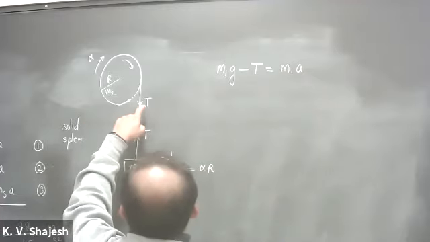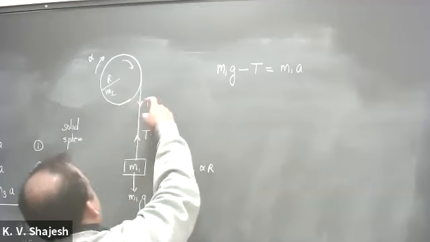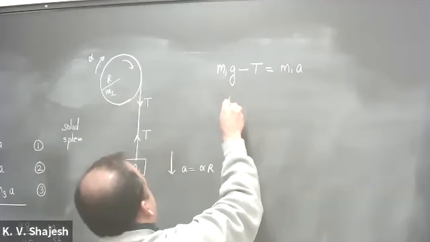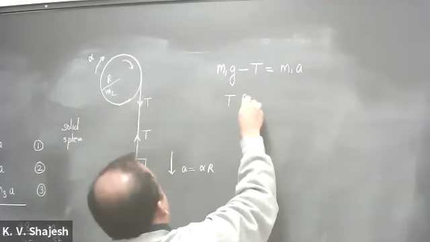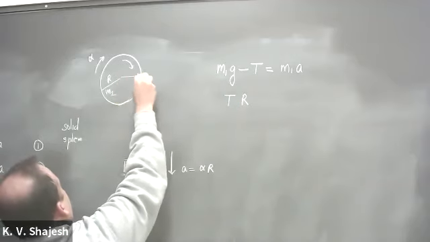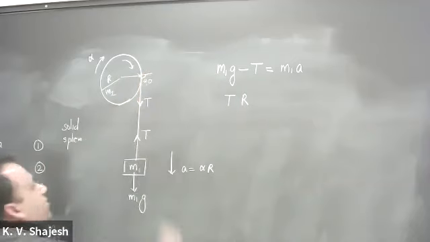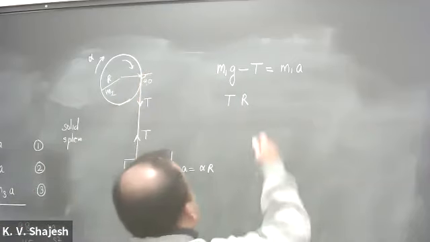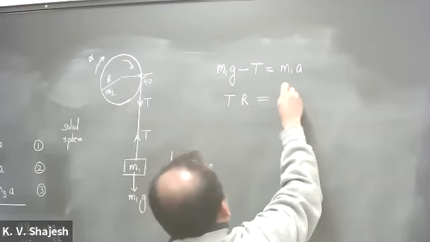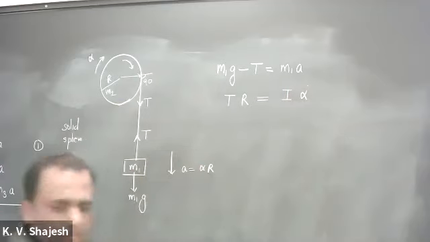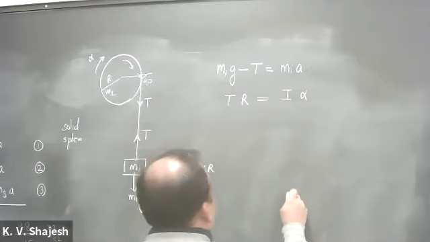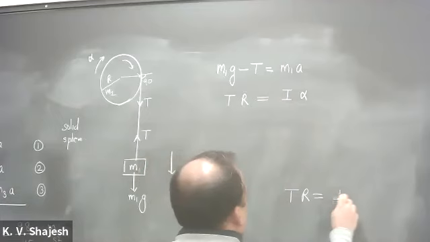And now the torque equation for the pulley. There is only one torque, so it is T times R, and that is the sine of 90 degrees, since this is acting perpendicular to the radius. So that's T times R is equal to I times alpha. Right? Let me write this equation here: TR is equal to I times alpha.